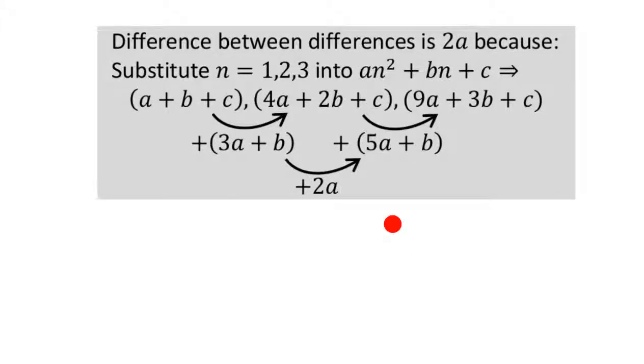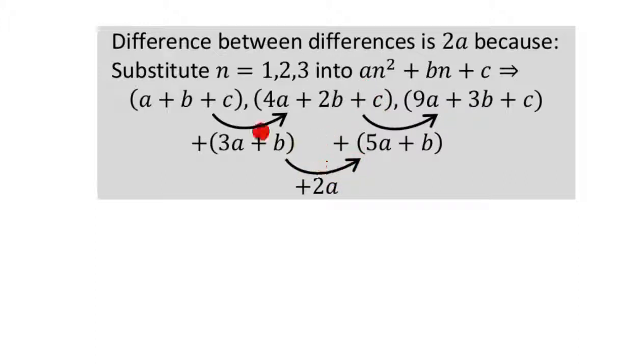So here's a quick explanation as to why the differences between the differences in a quadratic number pattern is always twice the number of n squareds in the nth term for that pattern. So hopefully that wasn't confusing, that weird sentence. Maybe you've listened to it a couple of times, but I'm just going to say it one more time.